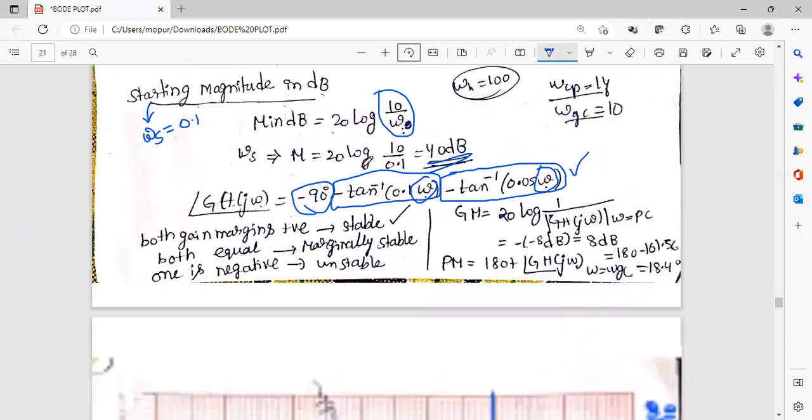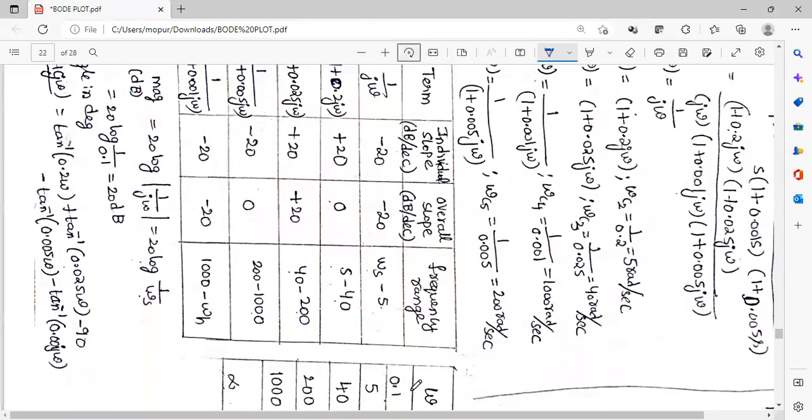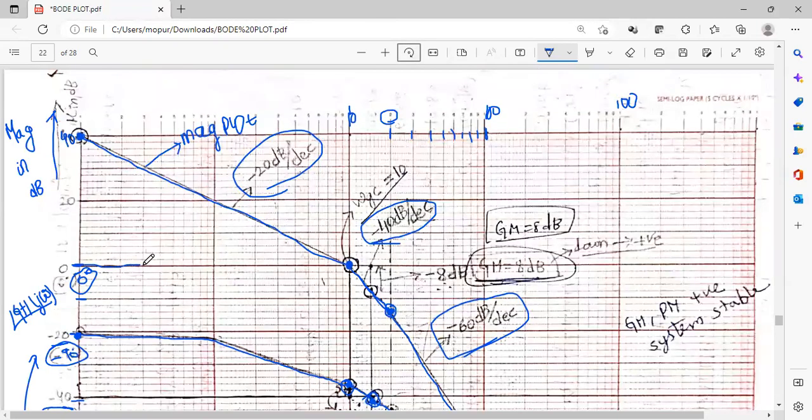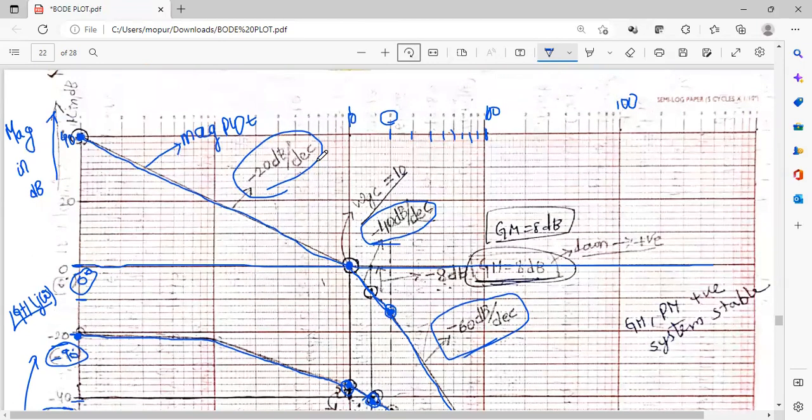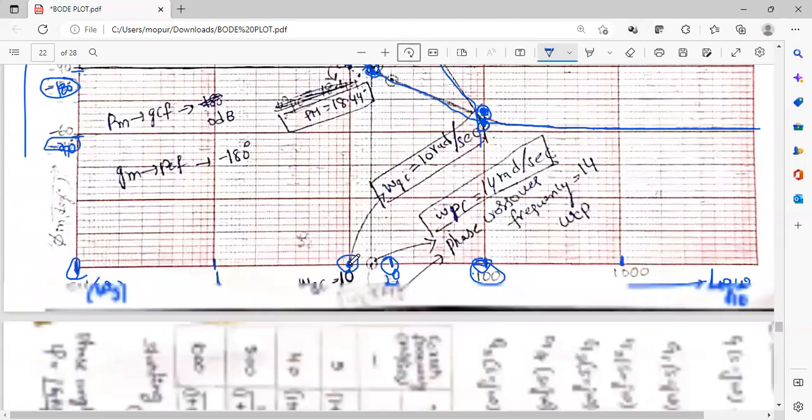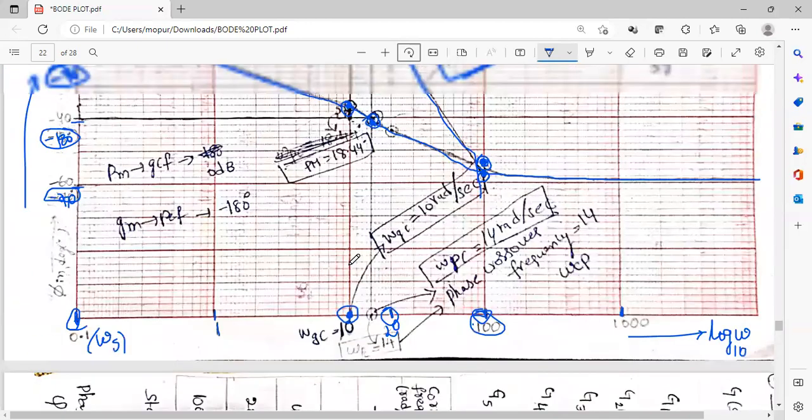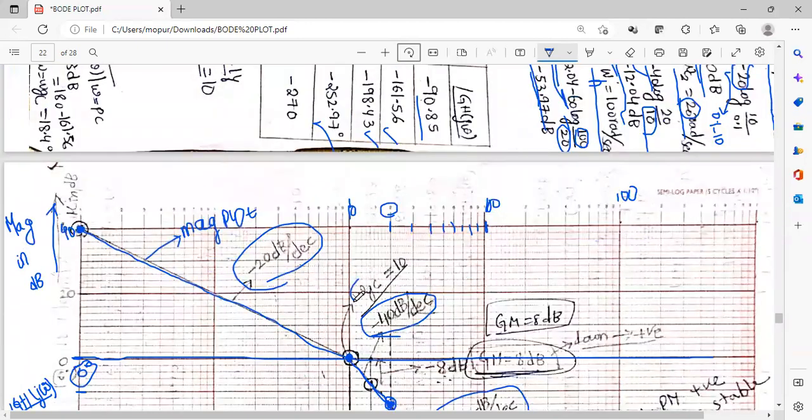So let us go to our plot. This is the 0 dB line, and this is the magnitude plot. The magnitude plot coincides with 0 dB at this point. The frequency corresponding to this point, at which the magnitude plot and the 0 dB line coincide, is called the gain crossover frequency. If you see the x component of that point, it is 10. So the gain crossover frequency omega GC is equal to 10.